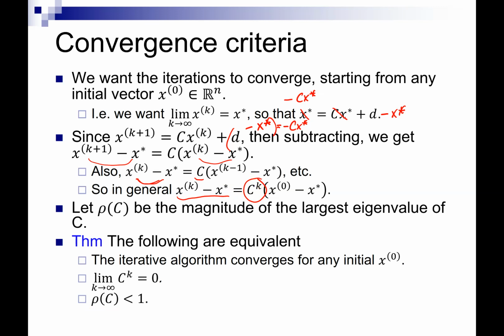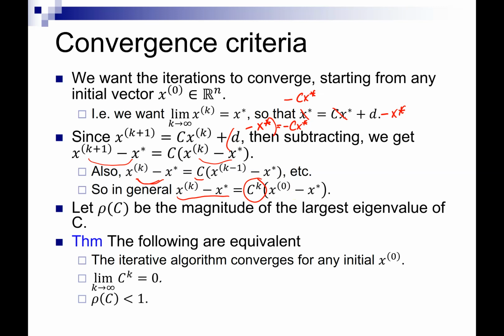In other words, if the magnitude here is less than 1, then c to the kth power, if you take the limit as k approaches infinity, is going to be 0. And if this term is 0, then that means that eventually these iterates are going to converge onto the correct solution. Furthermore, this happens for any initial x, because if this is 0, it doesn't matter which x you start with. Any x is eventually going to converge to the right solution.